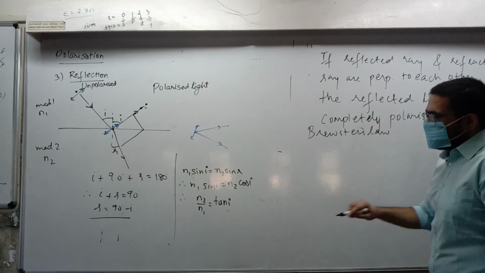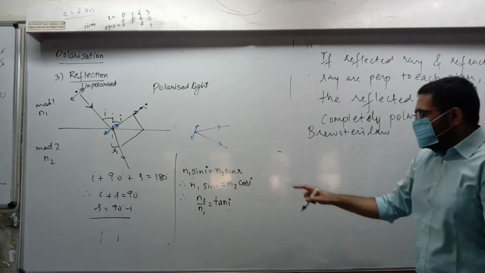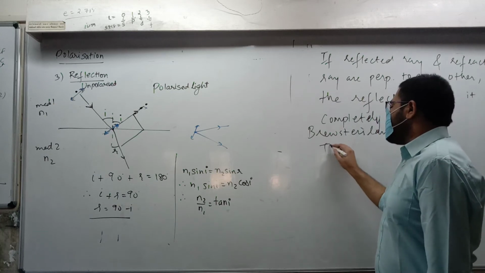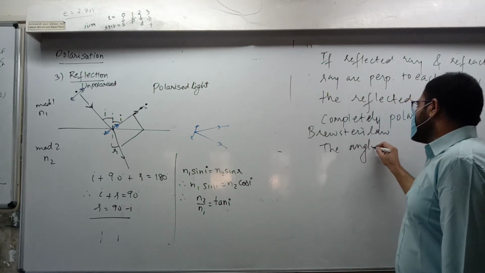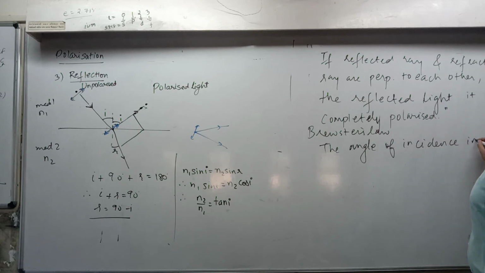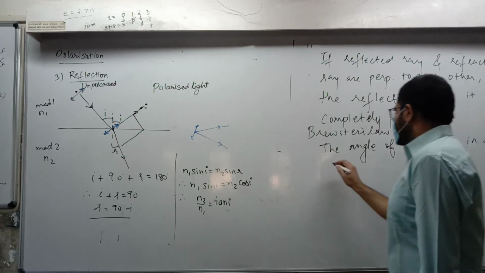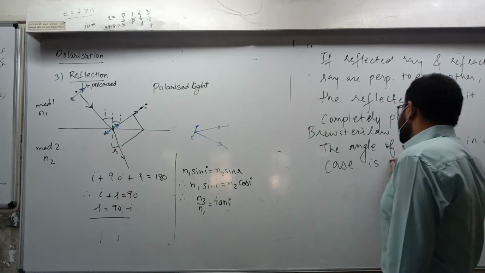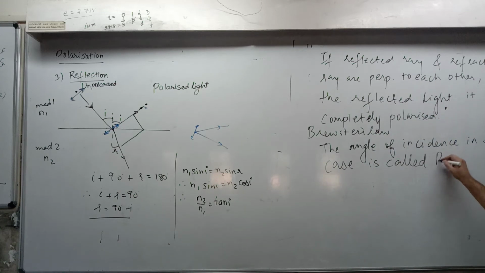Now, based on this, we derived all this. So this angle is also called Brewster's angle. The angle of incidence in such case is called Brewster's angle.